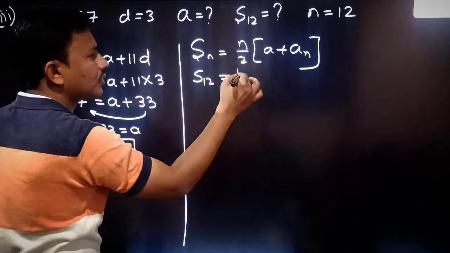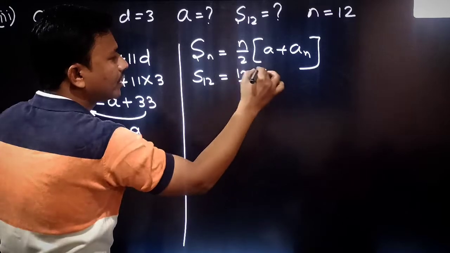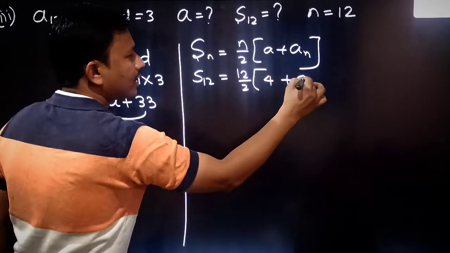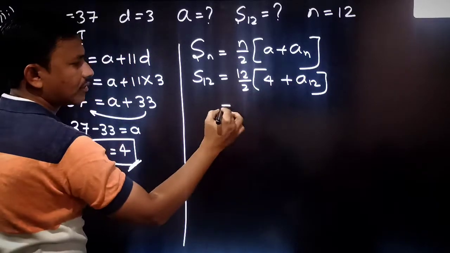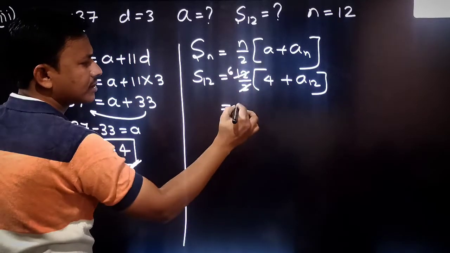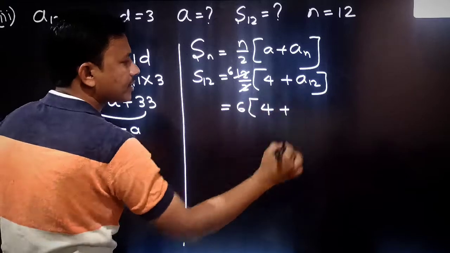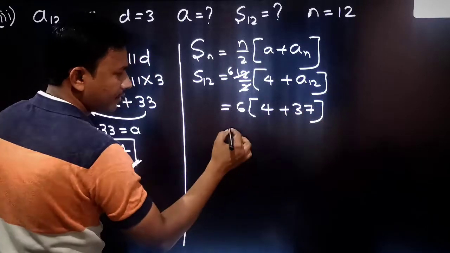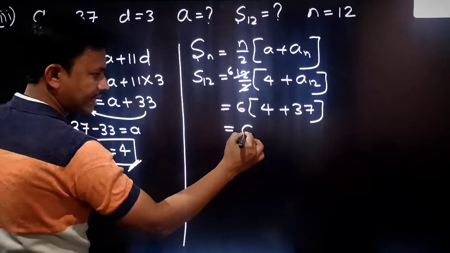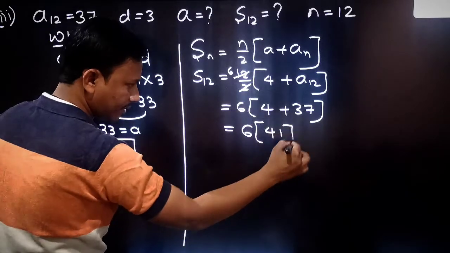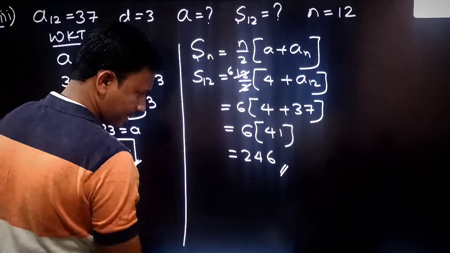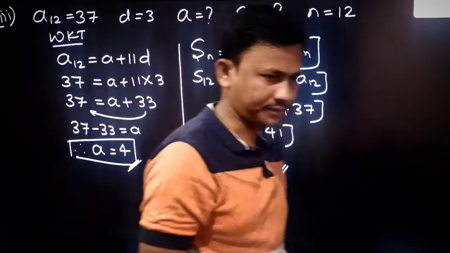S12 is equal to 12 divided by 2 in bracket. What is a value? 4 plus a12. This is equal to 2 1s are 2, 6s are 6 in bracket 4 plus a12 value 37. This is equal to 6 in bracket 41. This is equal to 246. This is the answer.